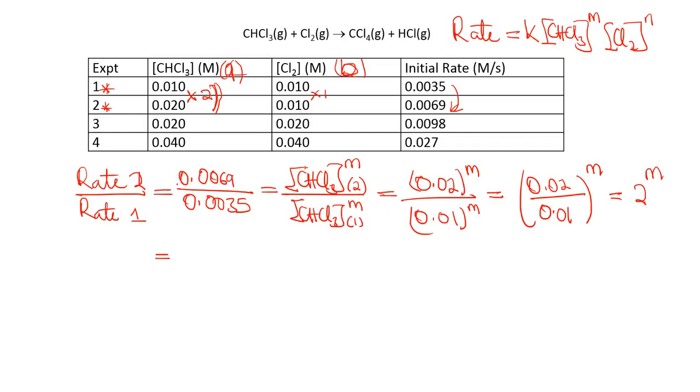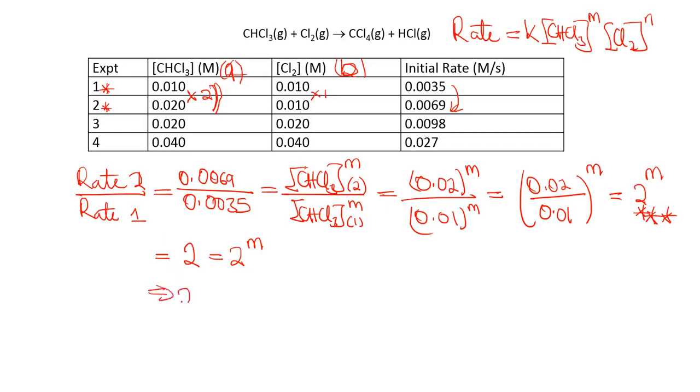So here, these two, when you divide them, you get about 2. So 2 from here is equal to 2 to the power M from here. Because you are dividing two numbers. Here you are dividing the rates, here you are dividing the concentrations.